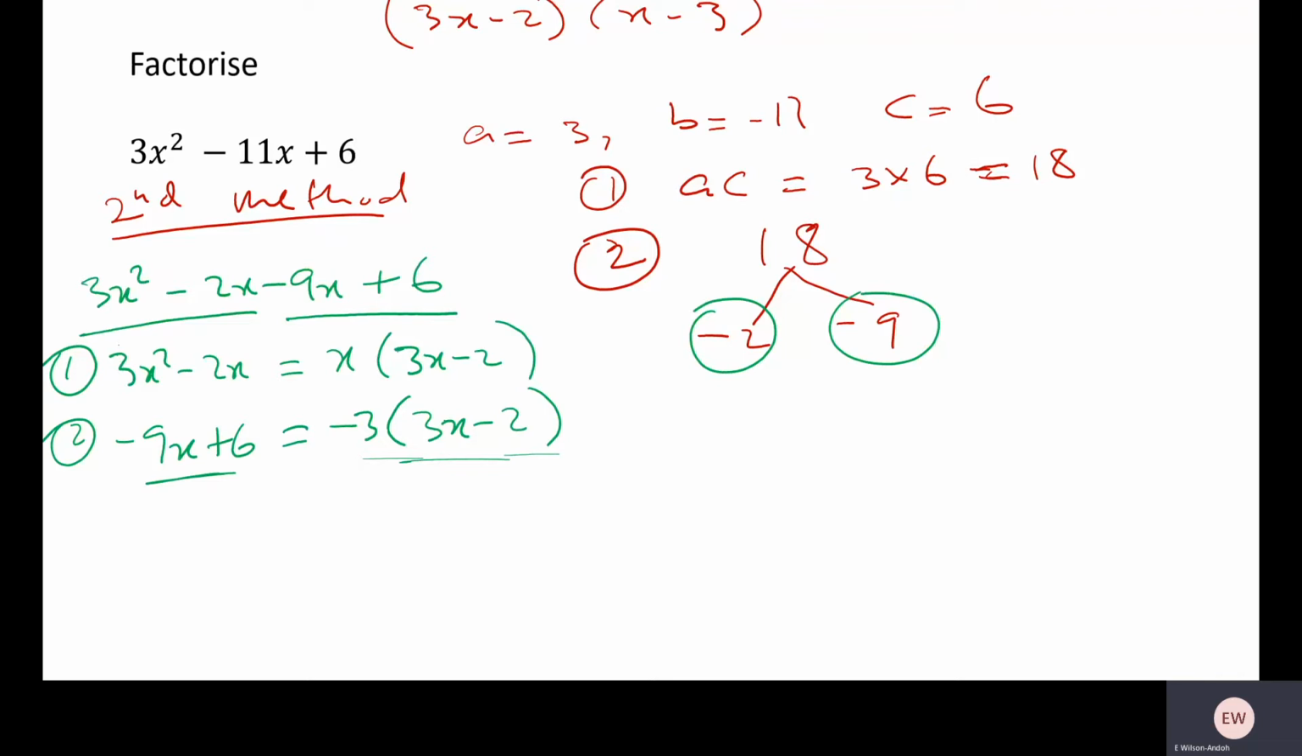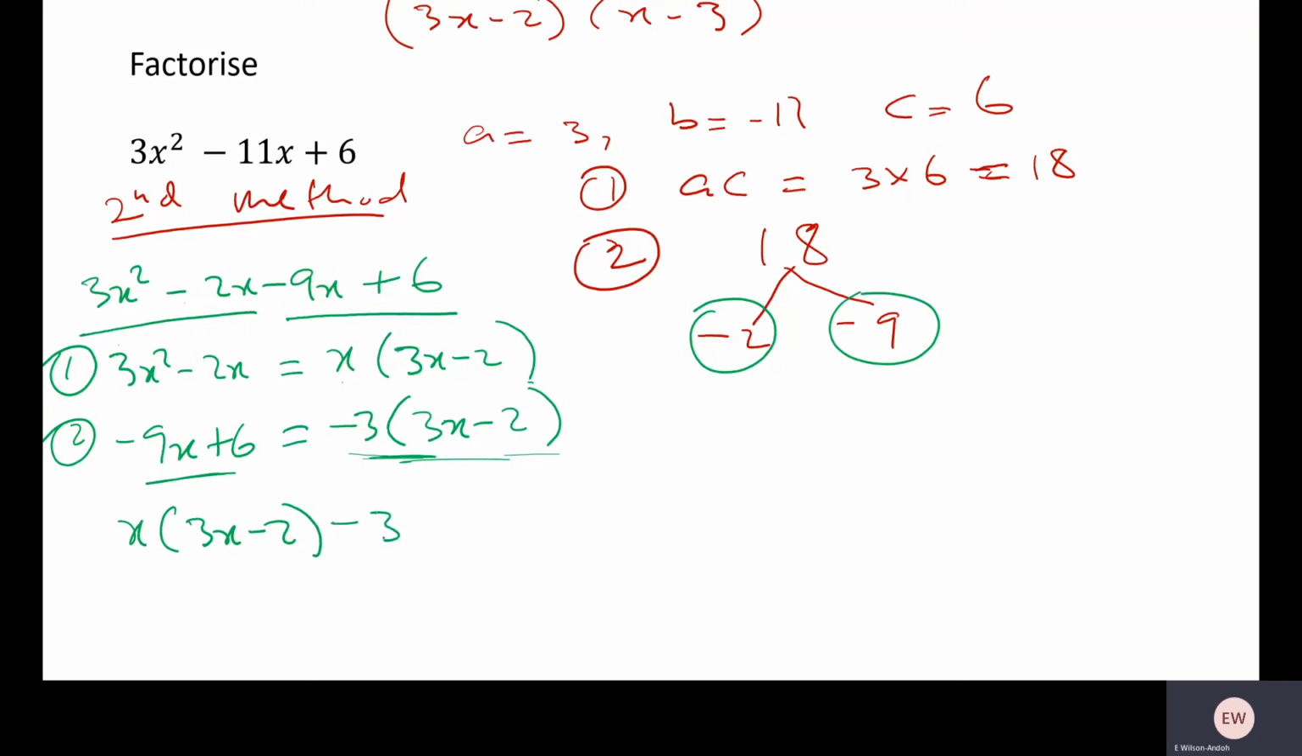And you can see that in the two factorizations that we've done, what we have in the brackets are the same. 3x minus 2, 3x minus 2. And this is very important. If you don't get the terms in the bracket to be the same, your factorization is wrong. So we can write 3x squared minus 2x as this. So we write it as x(3x minus 2), and then the minus 9x plus 6 as this one.